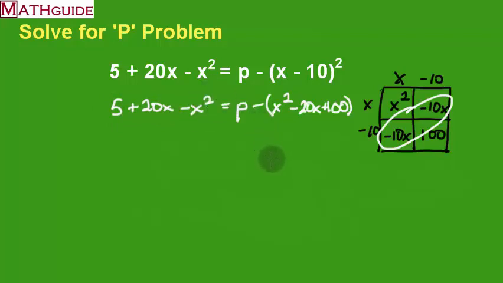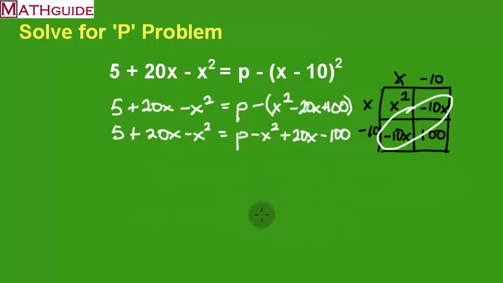All right, what's next? I see a minus in front of parentheses, so I'm going to do the distributive property, and I'm going to distribute the minus sign. We distribute the minus sign, and I'm going to get the opposite of x squared, the opposite of negative 20, and the opposite of positive 100.